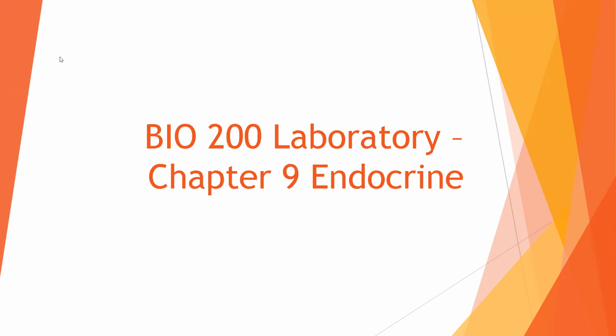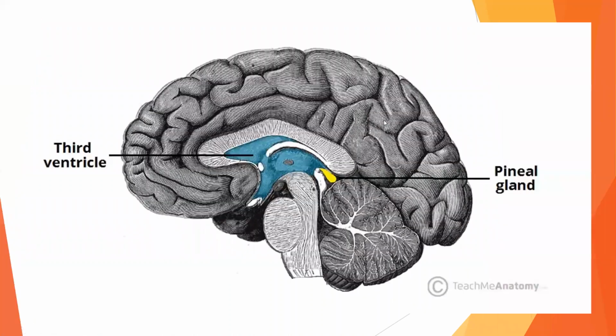You are correct. That is your pineal gland. So your pineal gland produces melatonin. Your melatonin's major action is involved in your biological rhythms, or your sleep and wake cycle, or your light and dark cycle, as well as affecting seasonal cycles.